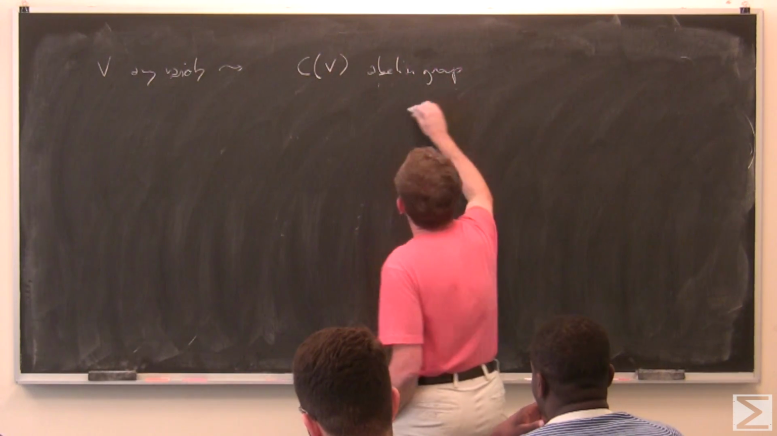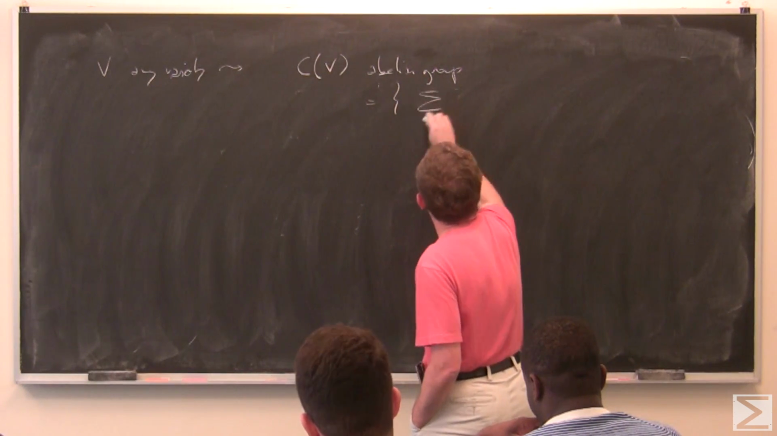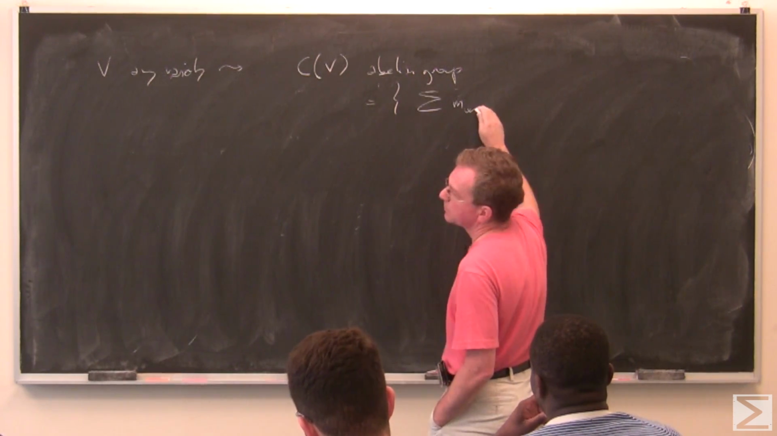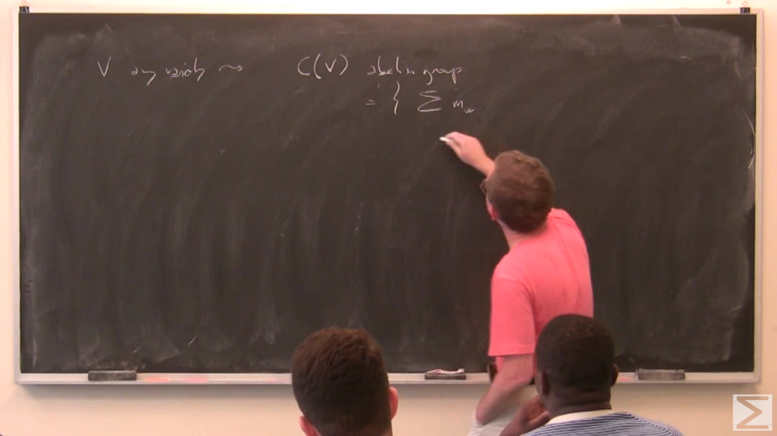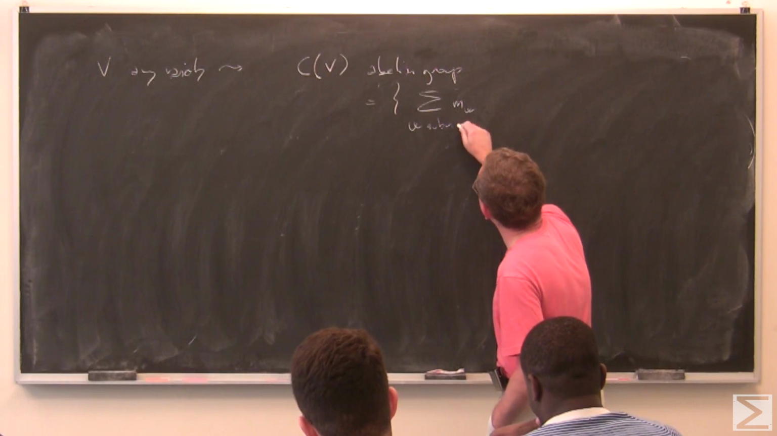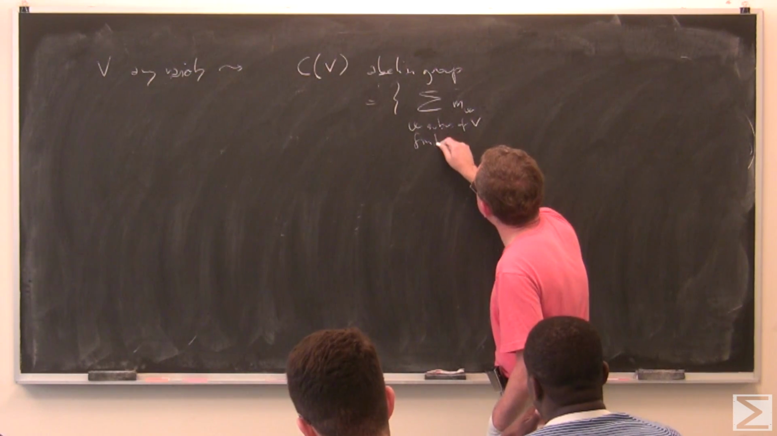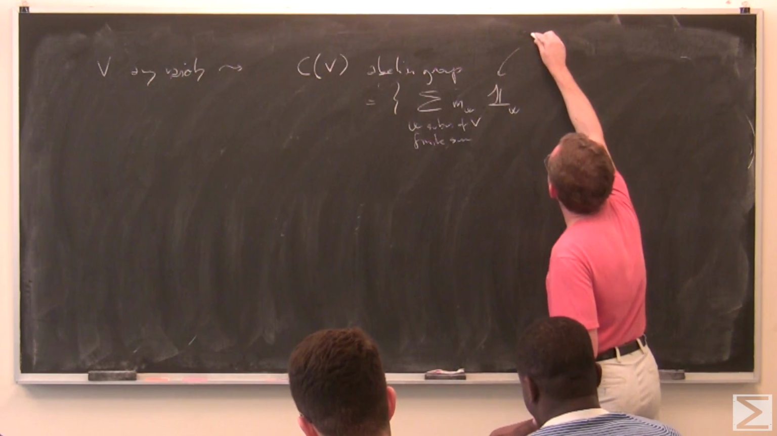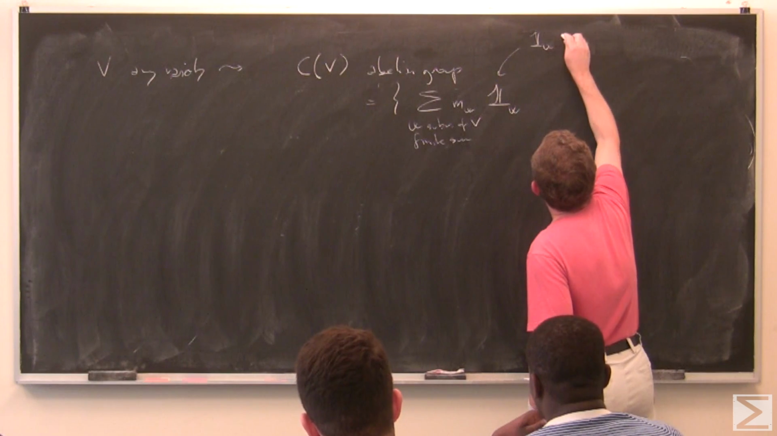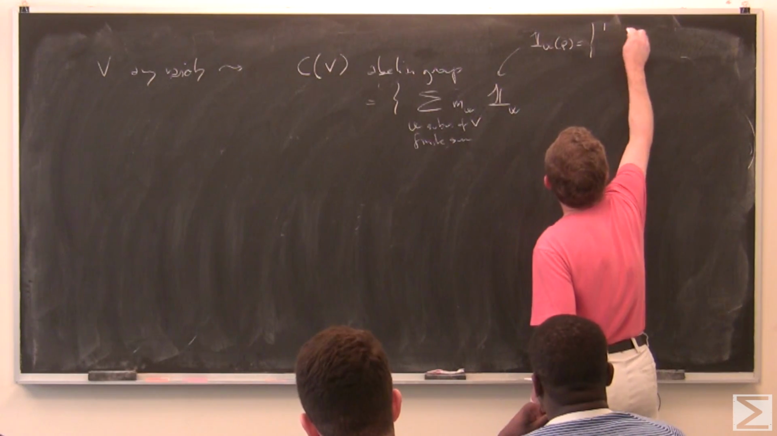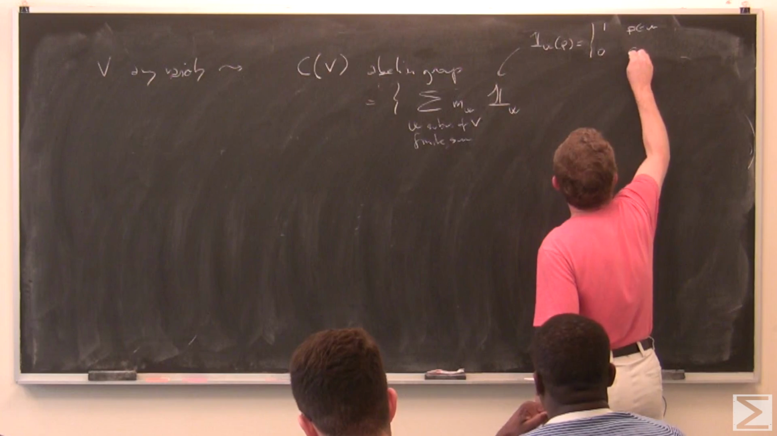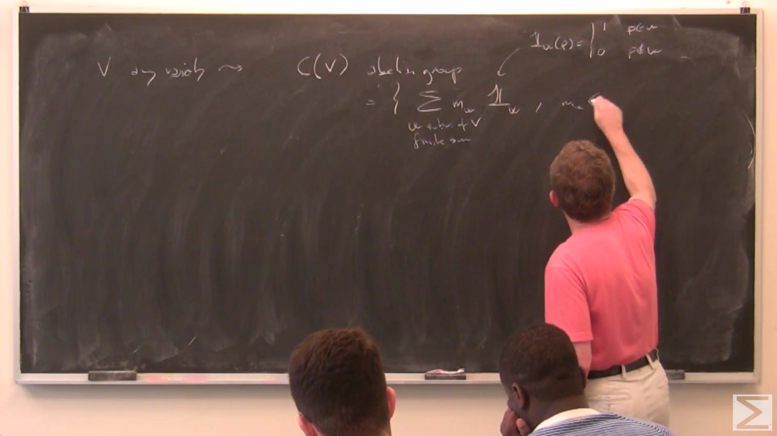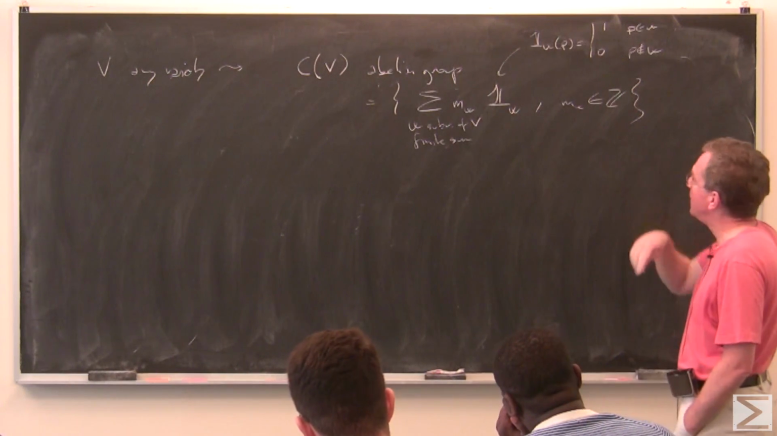Its elements are very easy to describe. It's finite sums with coefficients from the integers. W is, forget about the W over there, it's a new W. The W are subvarieties of V, this is a finite sum. And this function is the indicator function on W, that is the function that is 1 for P in W and 0 for P not in W. And the coefficients are integers.